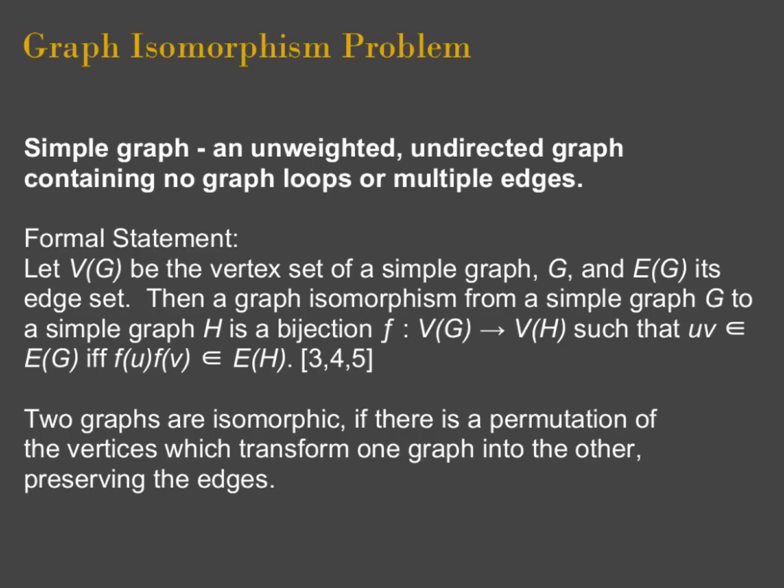The formal statement for the graph isomorphism problem: let V of G be the vertex set of a simple graph G and E of G its edge set. Then a graph isomorphism from a simple graph G to a simple graph H is a bijection f of V of G to V of H such that the edge UV is in the set E if and only if the mapping of that edge, so the bijection of UV, is in the other edge set H. So that basically says, hey, two graphs are isomorphic if there's a permutation of the vertices which transforms one graph into the other, preserving the edges.